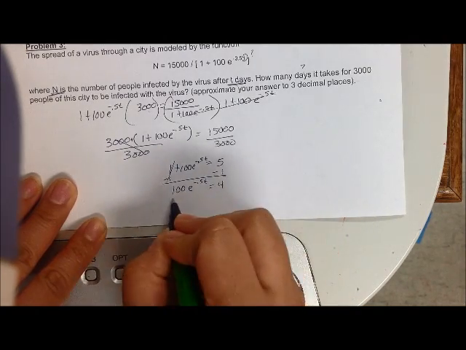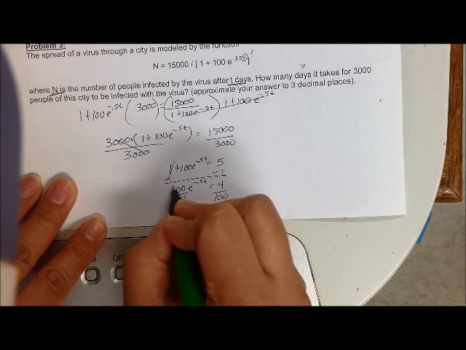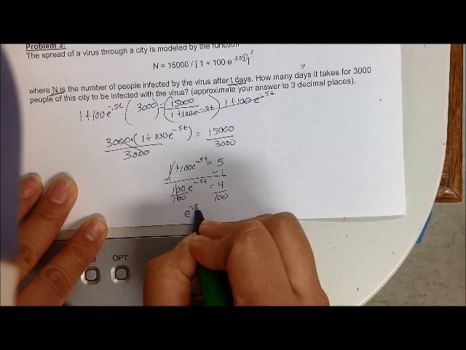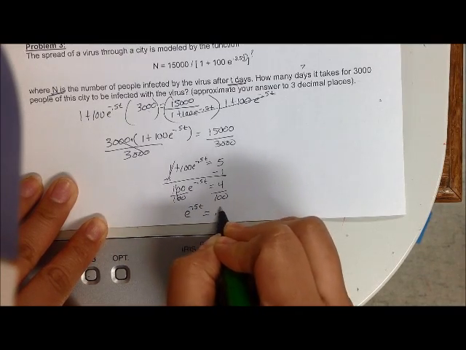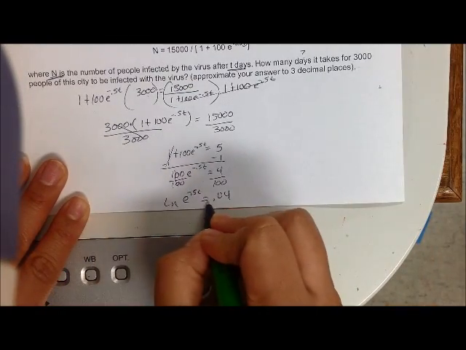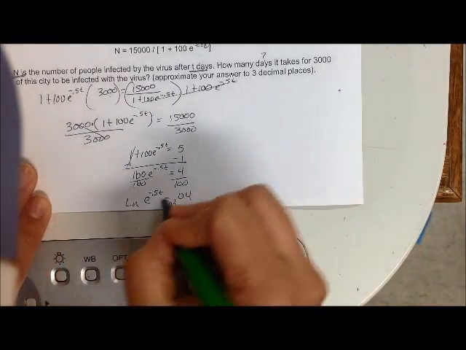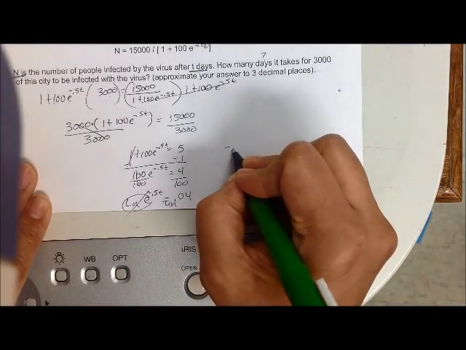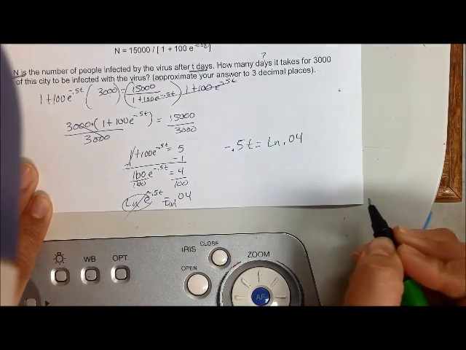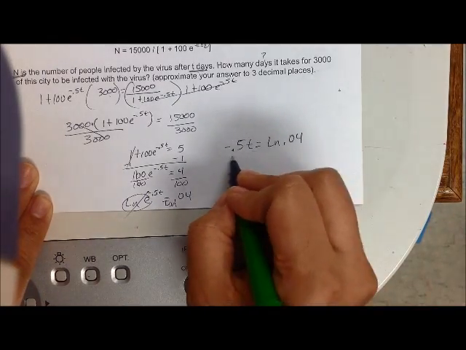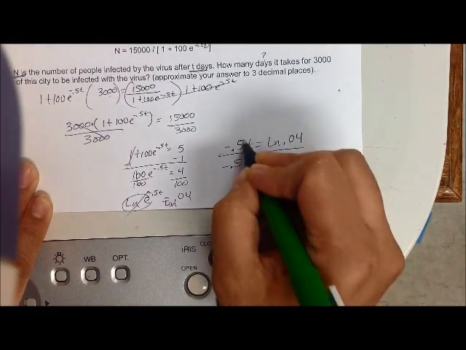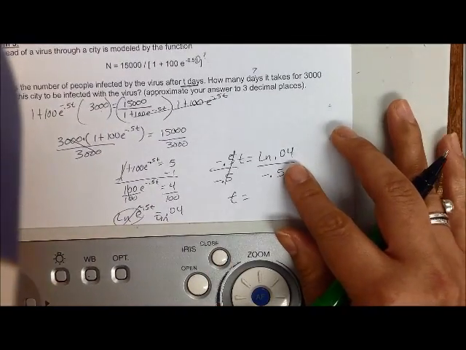I'm wanting to leave e by itself. I could divide by 100. So e to the -0.5 t equals 0.04. When you put that into the calculator, that's what it gives you. And then we take the ln of both sides. So moving over, these guys cancel. I get a -0.5 t equals ln of 0.04. From here, I want t by itself still, so I should be able to divide by a -0.5, divide by a -0.5. So t should equal whatever that gives me.